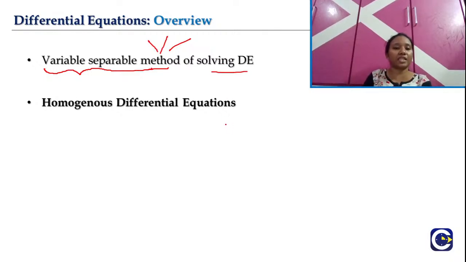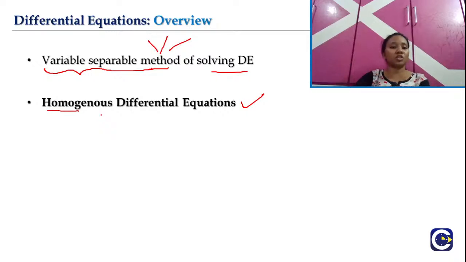So today we are getting into our second method, that is the method of solving homogeneous differential equations. First we'll identify what a typical homogeneous equation is called, and once we are familiar with identifying the homogeneous differential equation, we'll get into the method of solving it.